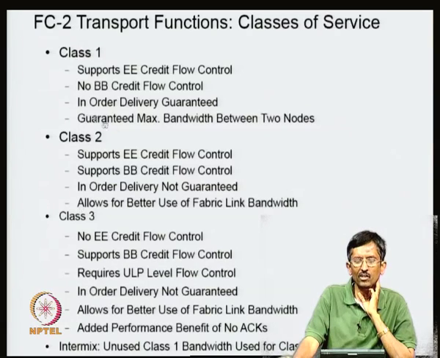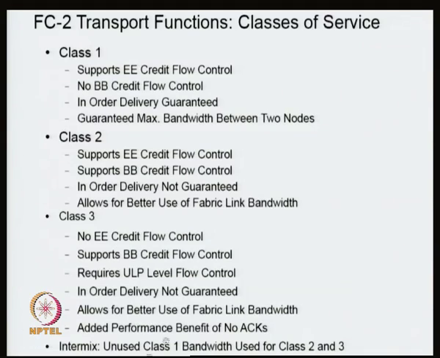There is also another one called class 2. It basically has end to end credit flow, but does not support in order delivery. But anyway, the most widely used is class 3. So, we will not discuss the other ones. There is also another statistical model available if you want to use it. If some class 1 bandwidth is not used, you can use it for class 2 and class 3. This is some kind of statistical multiplexing model.